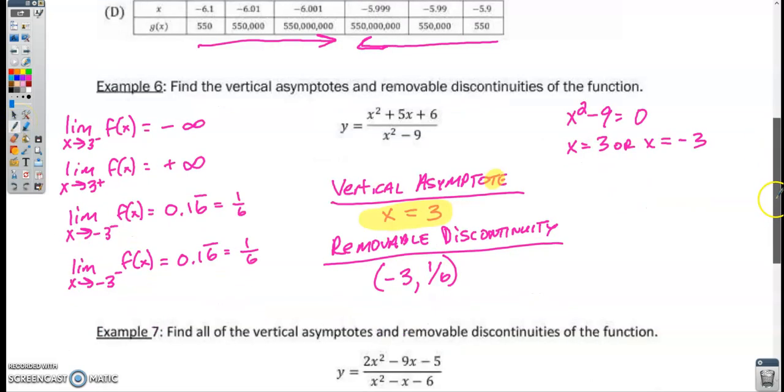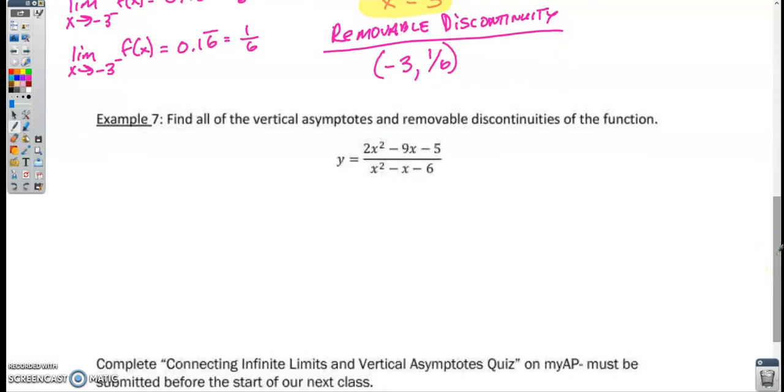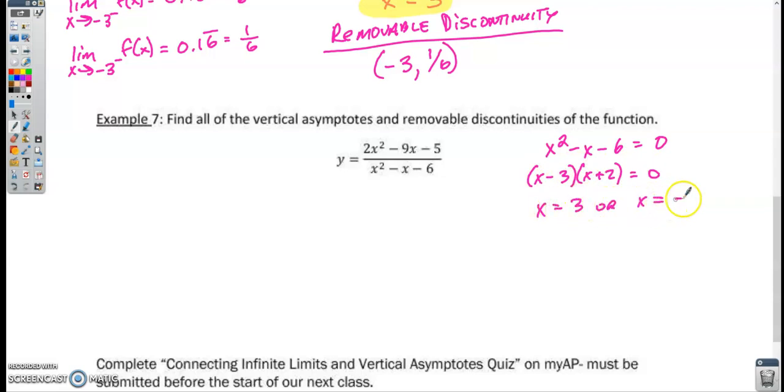All right, let's go ahead and look at the last one here. Find all of the vertical asymptotes and removable discontinuities of this function. So again, I'm going to go ahead and set my denominator equal to 0 to find my candidates. I'm going to solve this by factoring. So 3 and -2 are my 2 potential locations. And then I'm going to do my limit analysis of this function.